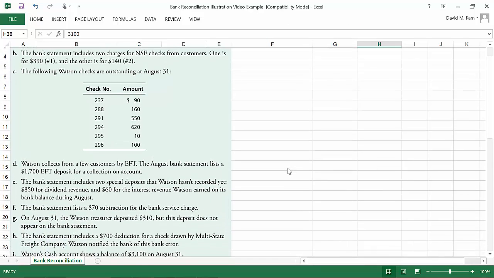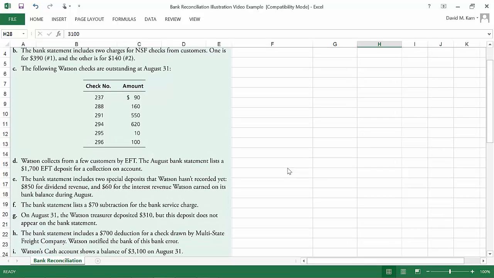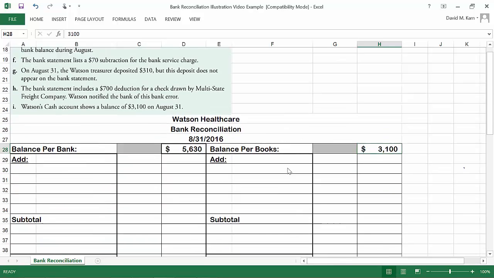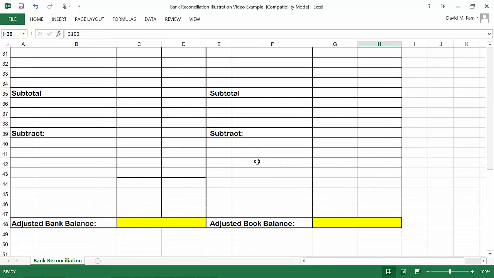It says the bank statement includes two charges for NSF, or non-sufficient funds checks from customers. One is for $390, that's number one, and the other is for $140, that's number two. So again, the bank knows about this, it's on the bank statement, but Watson doesn't know about it, so we have to put it on the book side. Because they bounced the checks, we'd have to subtract them, so we'll put NSF checks here.